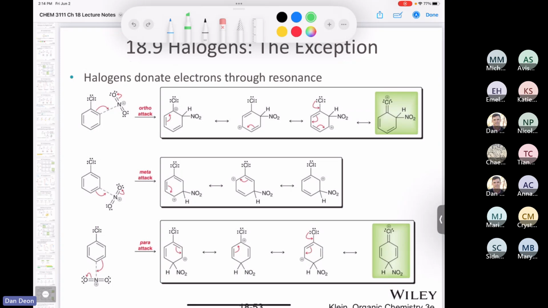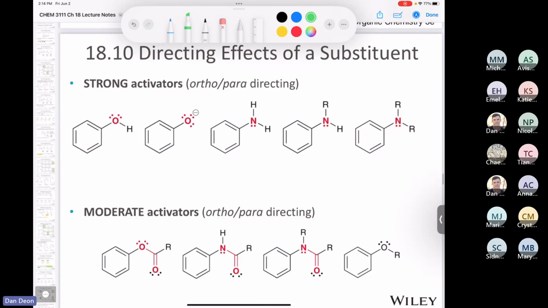And so that is why the halogens, even though they are electron withdrawing and they're deactivating, the substitution reactions are going to occur preferentially at either the ortho or the para position and not the meta position. Why? Because we get an extra resonance contributor in both cases. So there you have it. Again, even though they're deactivating, they're still going to cause substitution to occur at the ortho or para position.